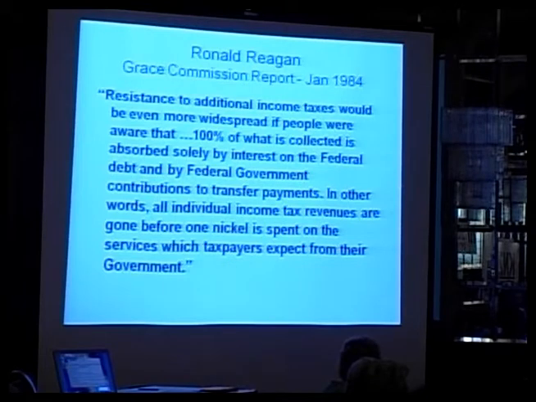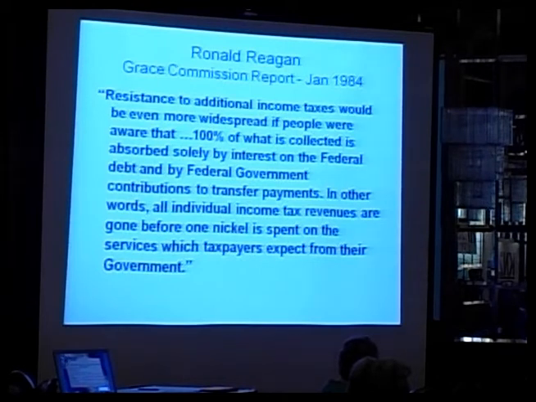This is the conclusion the Grace Commission gave. Now, here's the president. He didn't know these things. This is what it said. Resistance to additional income taxes would be even more widespread if the people are aware that 100% of what is collected is absorbed solely by interest on the federal debt and by the federal government's contributions to transfer payments.